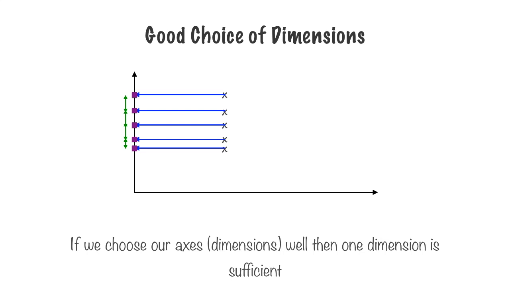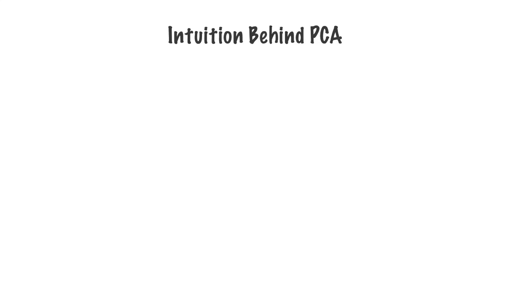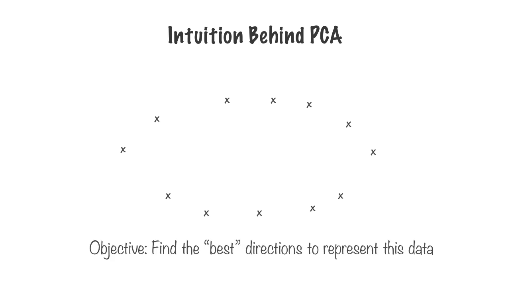And this example that we just saw should underscore to you the importance of choosing the right axis to represent the data. If we make a good choice of axis, then we don't require as many dimensions to represent the same data set. With this in mind, let's move on to the intuition behind principal components analysis.